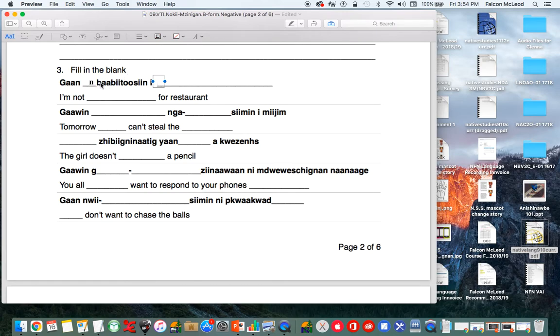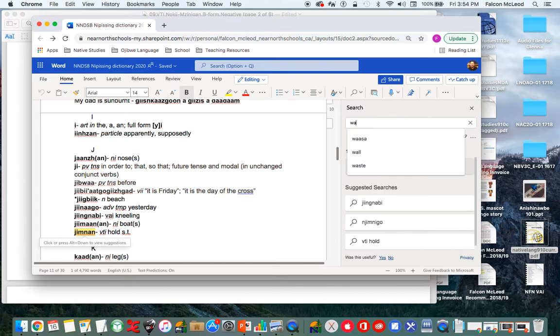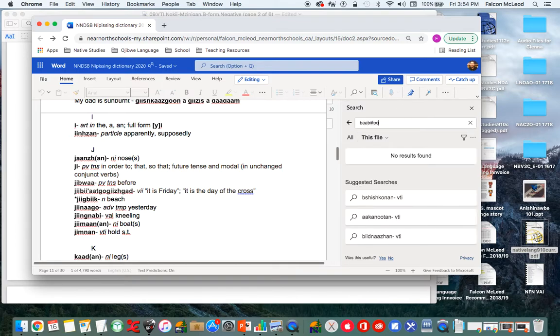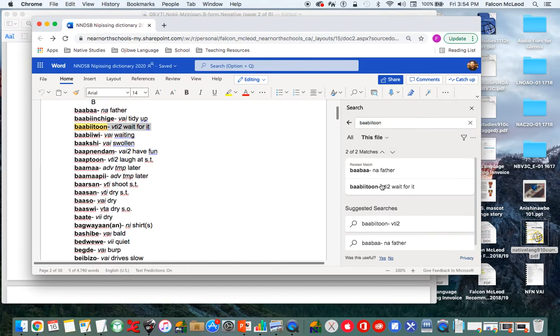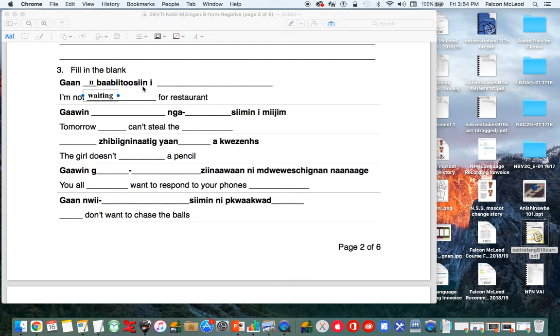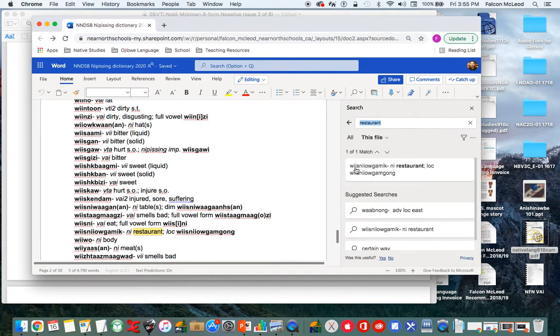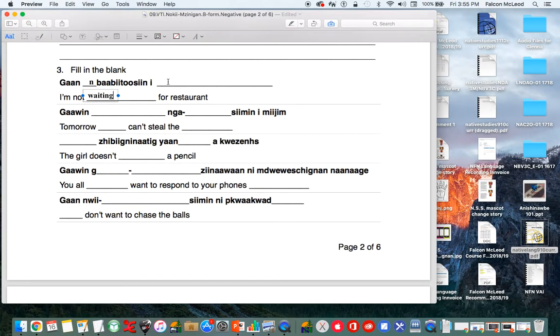Oops. Sorry, I translated this. So Bobby tone means wait for it. So I'm not waiting. If you don't believe me, we can look it up right now. So Bobby tone means wait for it or something. Bobby tosin, it's negative. And the word for restaurant. If you don't know the word for restaurant, we can always look it up. Restaurant. So we sneogummic. Gone and Bobby tosin we sneogummic.